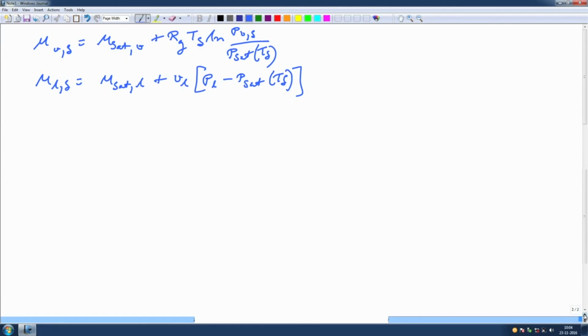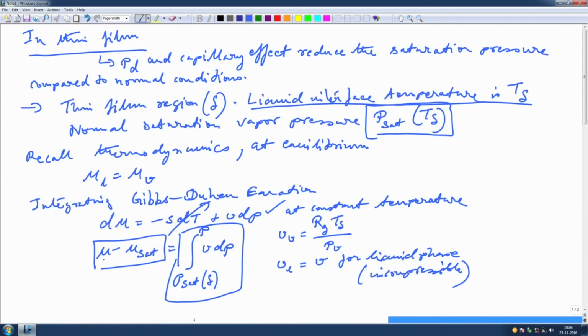If you have not understood it, let us go through it once again. So, mu minus mu sat, this is a common equation, so this integral is a common equation. Now, the vapor volume, as you can see, is a function of the vapor pressure, so this particular equation is well known. On the other hand, for the liquid phase, we are assuming it is incompressible, so it is basically a constant. So, you integrate this equation, one for the liquid phase and one for the vapor phase.